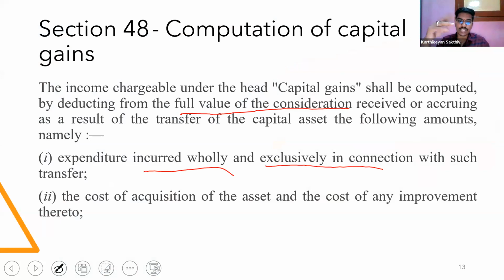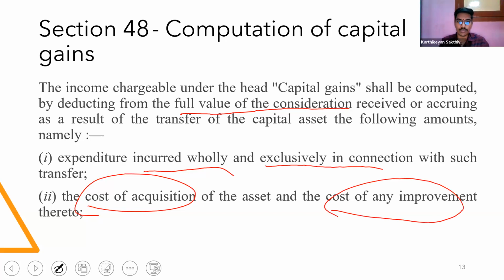So full value of consideration minus expenditure incurred wholly and exclusively in connection with transfer, you will be getting net consideration. From that net consideration, you can deduct two things. One is cost of acquisition and the other one is cost of improvement.